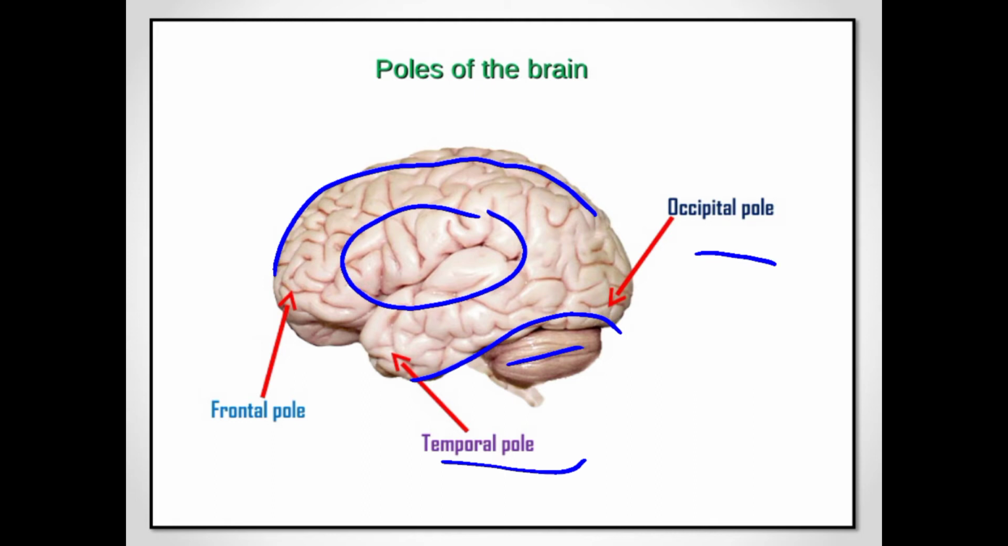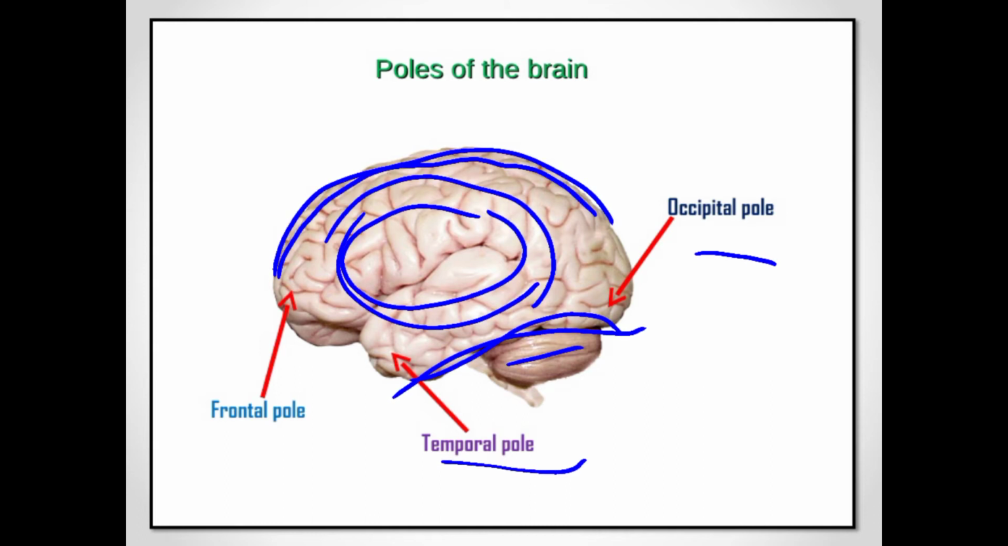So remember, the cerebrum consists of borders. The borders are the superior medial border, inferior lateral border and inferior medial border. The surface you are looking at here is called the superolateral surface.